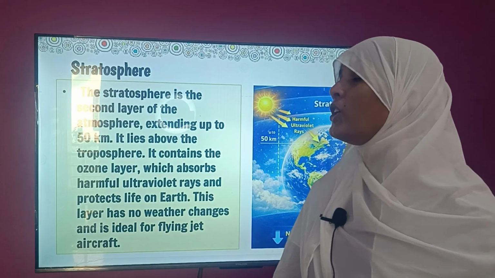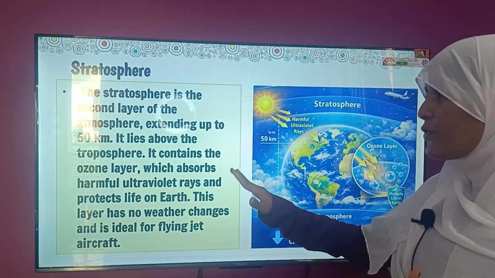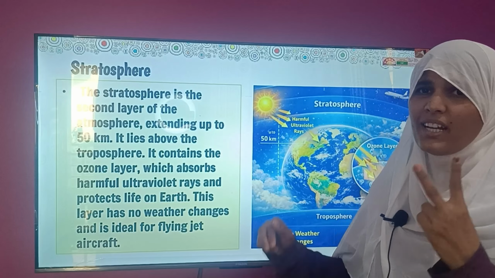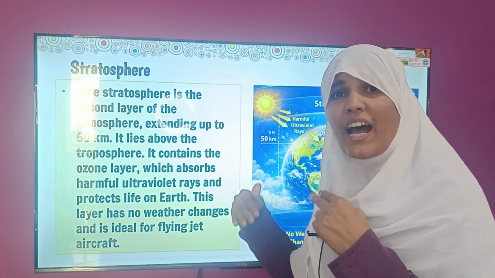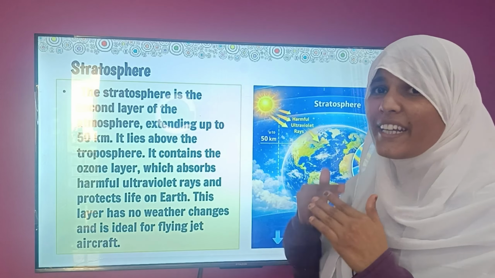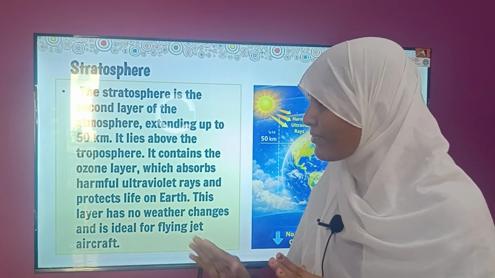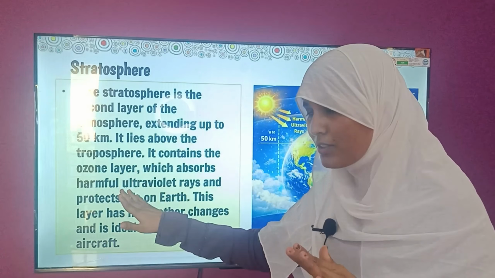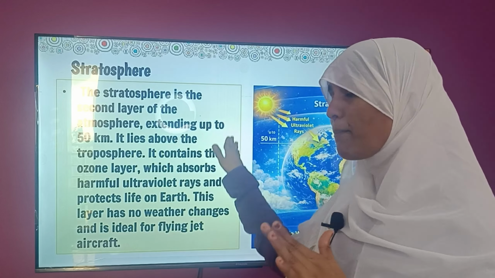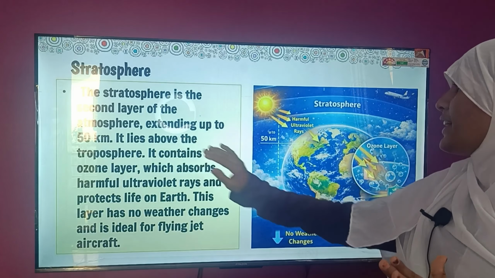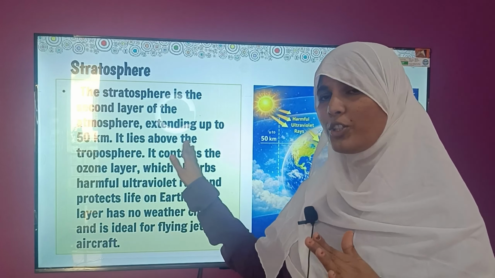Now the next layer, stratosphere. Stratosphere is the second layer of the atmosphere. This layer lies above the troposphere, between the troposphere and mesosphere. It extends up to 50 kilometers.